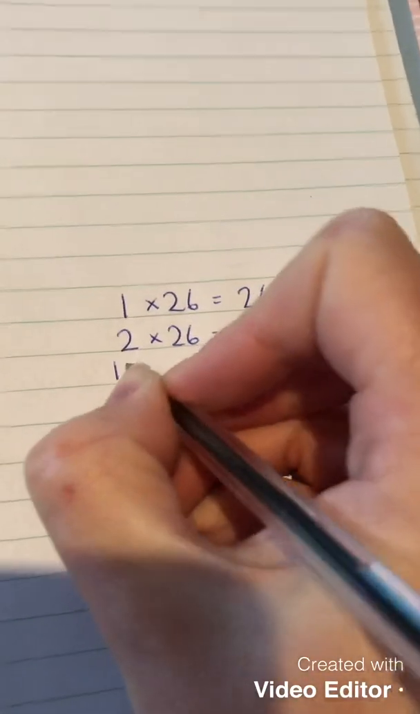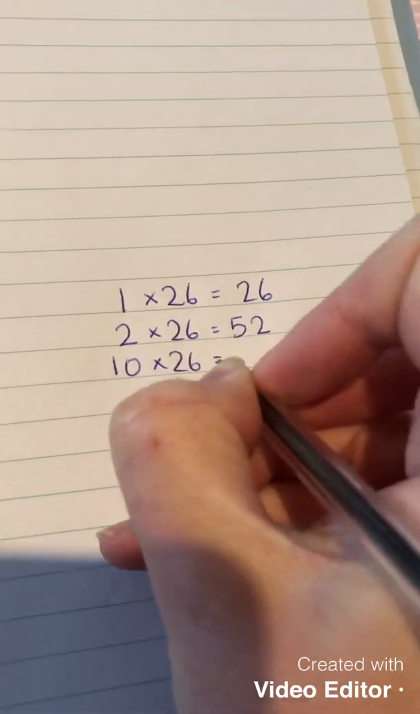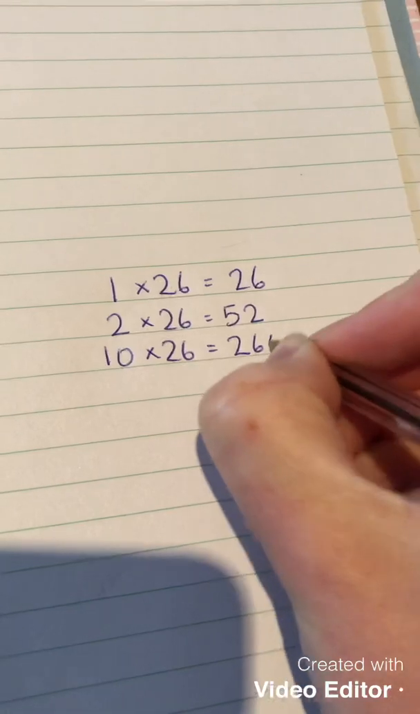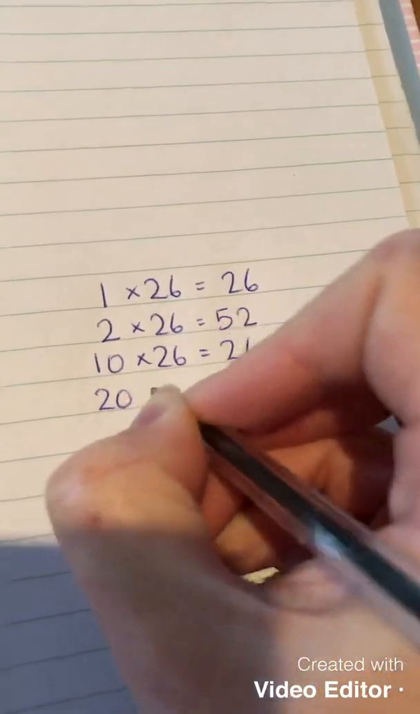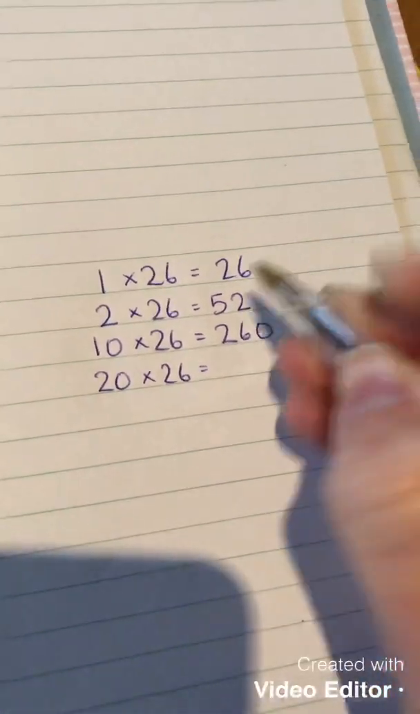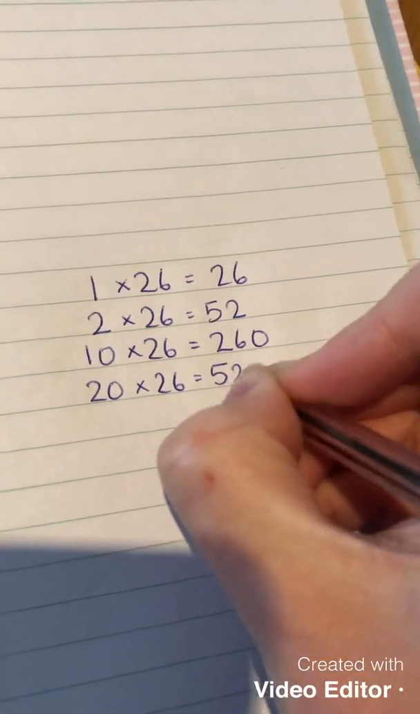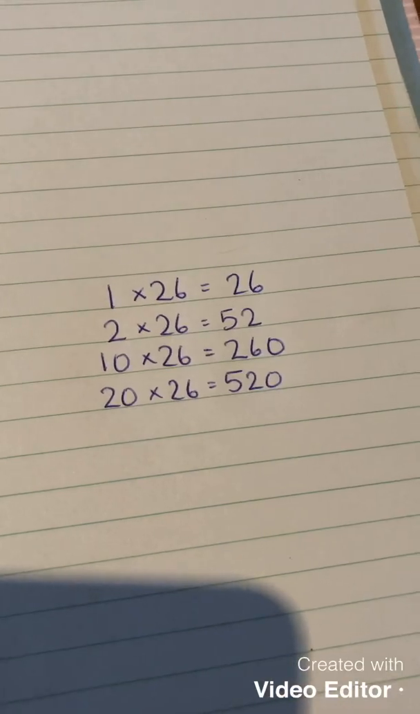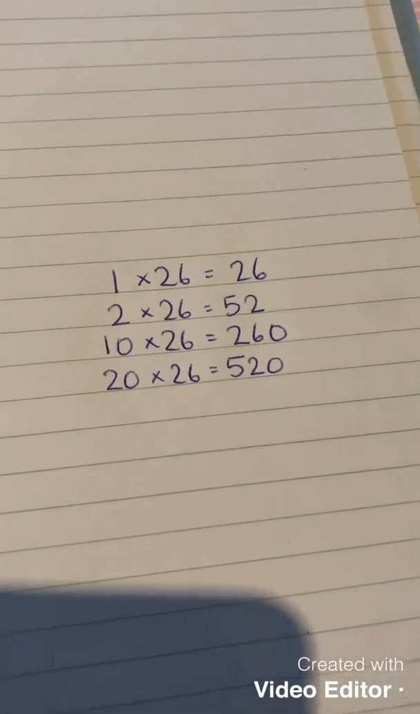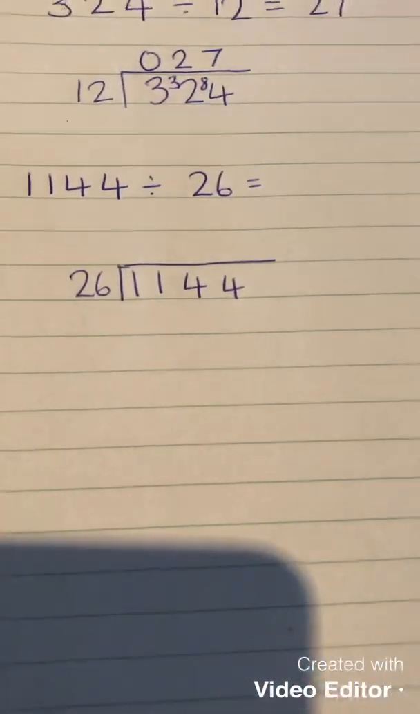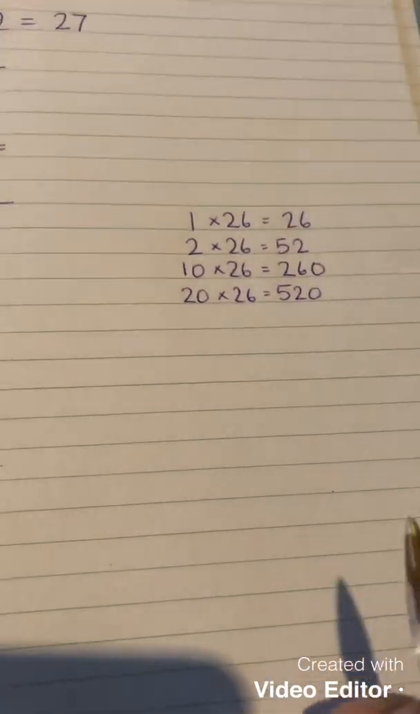I'm going to do 10 lots of 26, which means I'm just multiplying this number here by 10, 260. And I'm going to do 20 lots of 26, which means it's just 10 times bigger than 2 lots. So that would be 520. I could go to 100 lots, but that would give me 2,600. And then if I look back at my number, that would be too big. So I'm going to stop there, and I'm going to look at my helpful list.